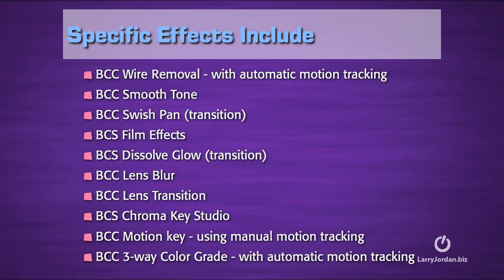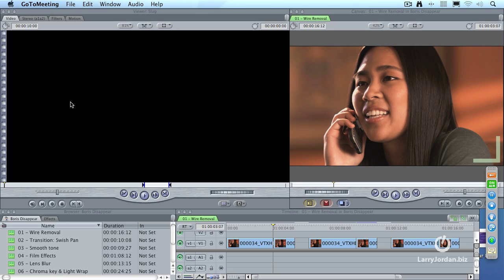Specifically, I want to focus on the following effects: BCC wire removal, which shows automatic motion tracking, smooth tone, swish pan, which is a transition, film effects, dissolve glow, which is also a transition, lens blur and lens transition, chroma key studio and motion key, which is very close to magic, and this one I'll show using manual motion tracking, and we'll wrap up with a three-way color grade showing automatic motion tracking. Motion tracking is built into many of the filters inside Boris Continuum Complete. So with that as a preamble, let's get started.